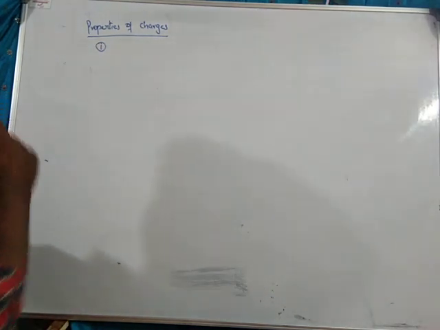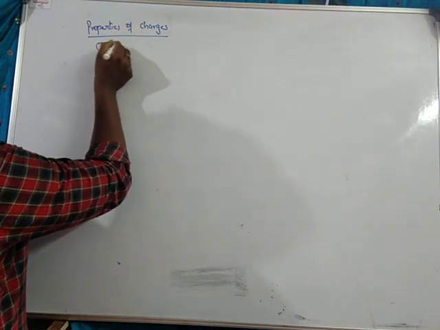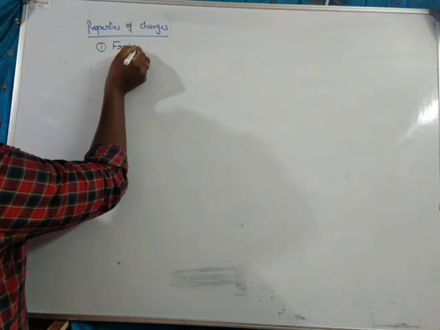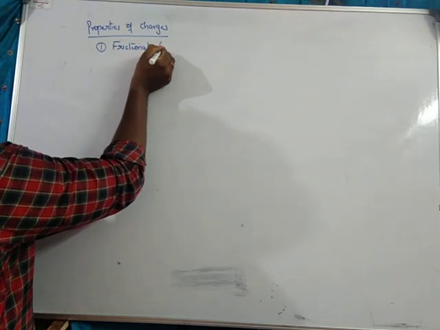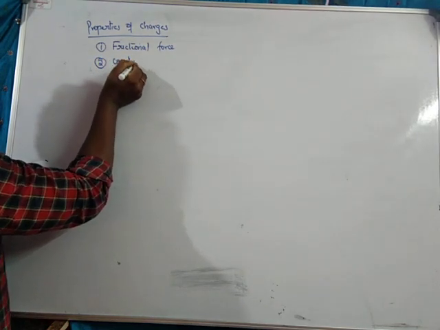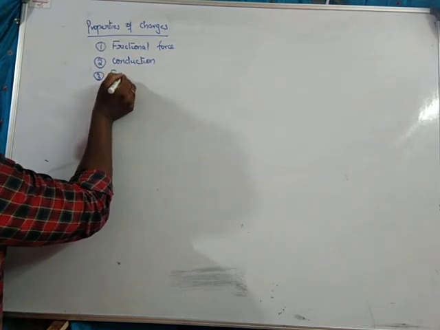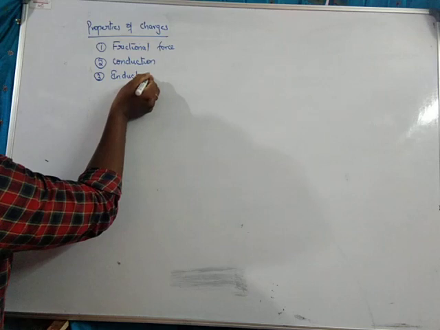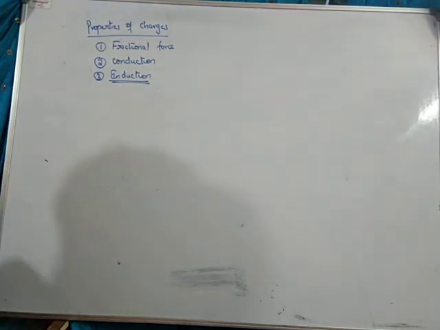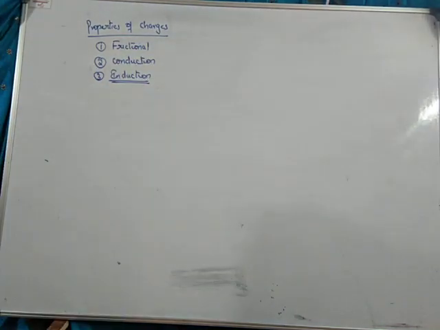First one, frictional force. Second one, conduction. Third one, induction. So these are the properties: frictional charge, conduction and induction. So already we defined the first one.